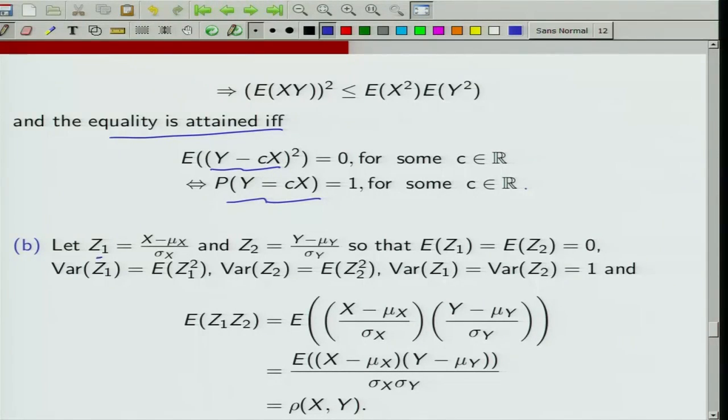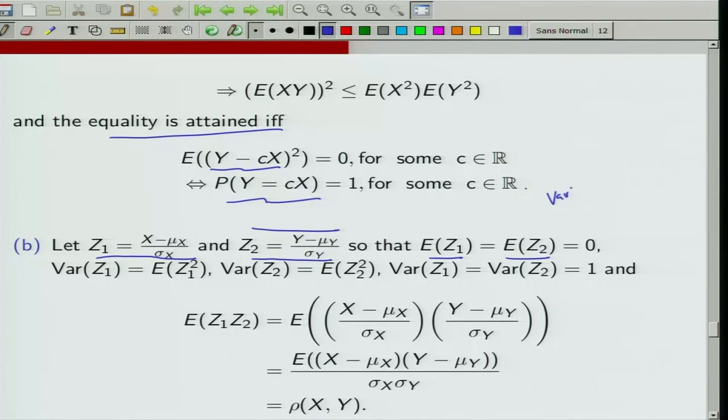consider the random variables z1, which is (x minus mu x) upon sigma x, and z2, which is (y minus mu y) by sigma y. Then the expected value of z1 would be nothing but the expected value of (x minus mu x) upon sigma x. So, the expected value of z1 would be 0. By the same logic, the expected value of z2 would be 0, because mu x is the mean of x and mu y is the mean of y.